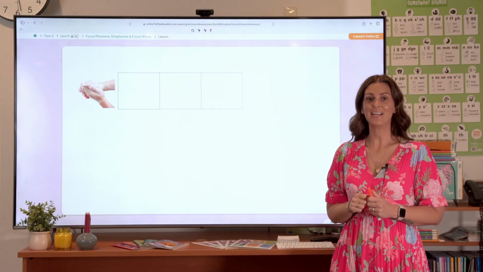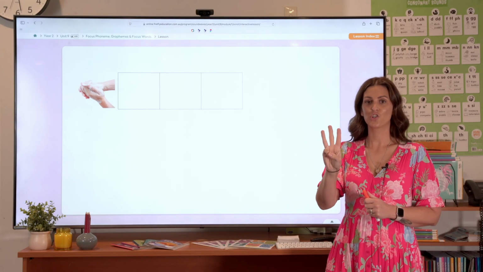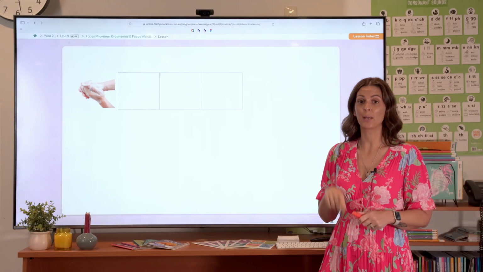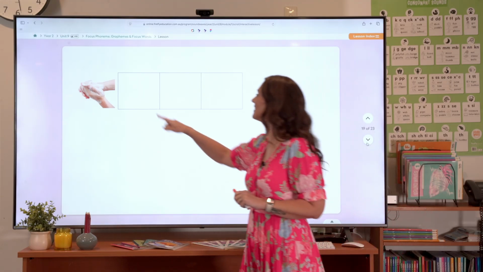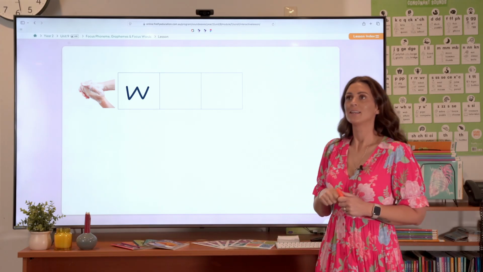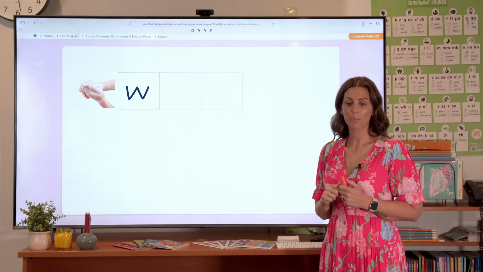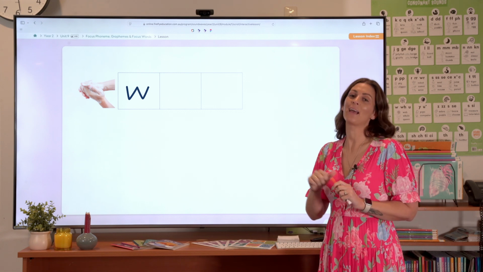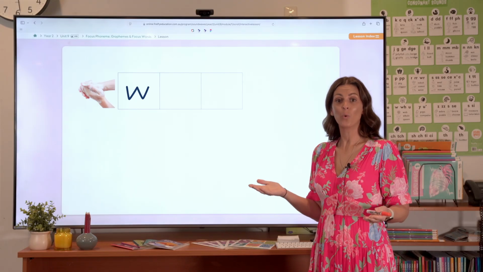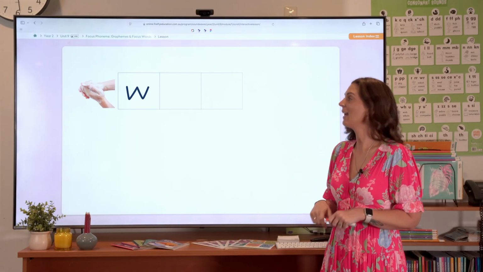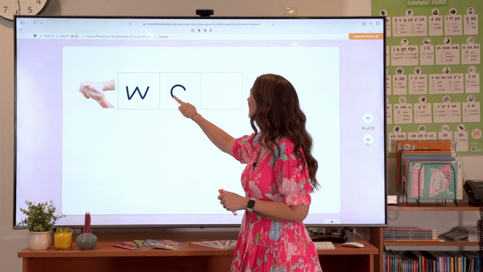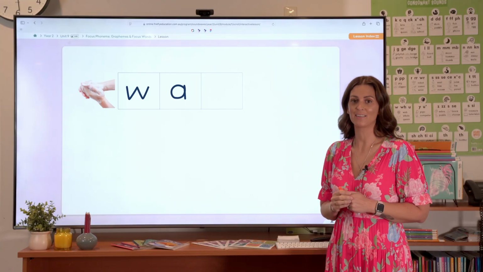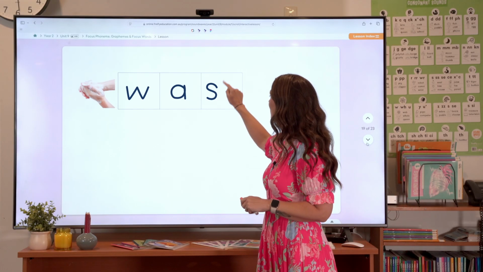Wash. Let's see how many sounds. W, O, sh. That's right, 3 sounds. So what grapheme are we going to use to represent our first phoneme? W. W, fantastic. Second phoneme, O. How would I represent O in this word? Remember what we talked about with our read, sort and discuss. When it's after a W sound, it's going to be the grapheme A. I love that you remembered that. And our third phoneme is sh. What grapheme choice should we use for that? Fantastic, SH.